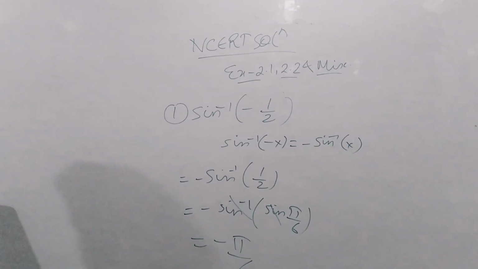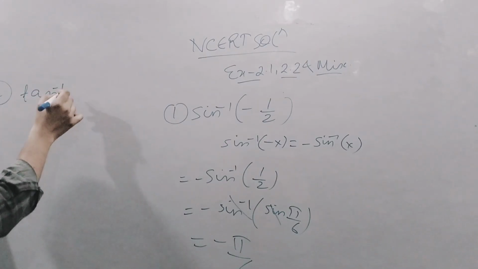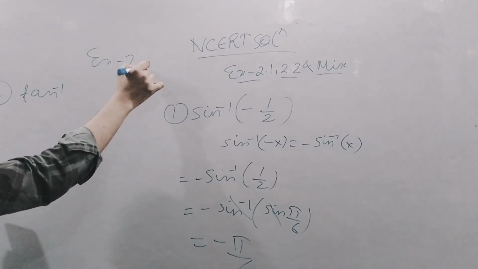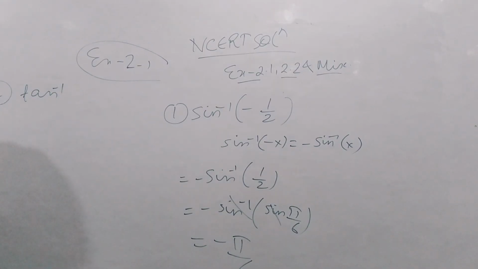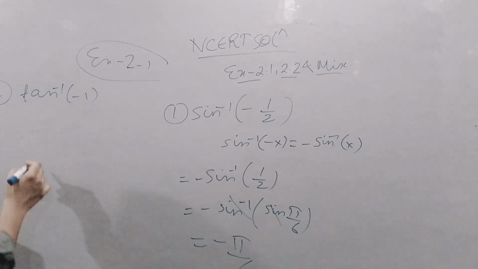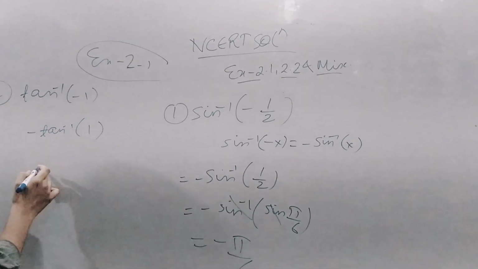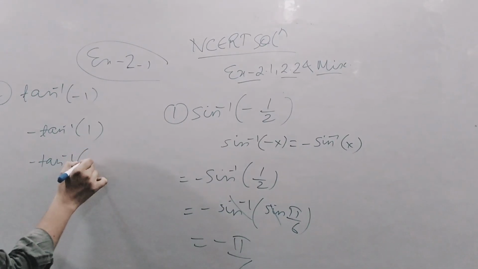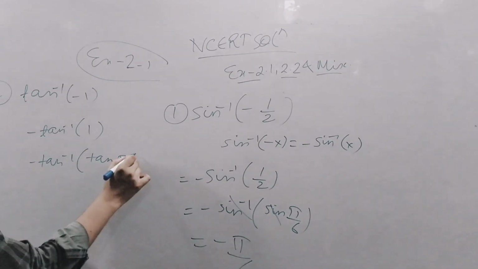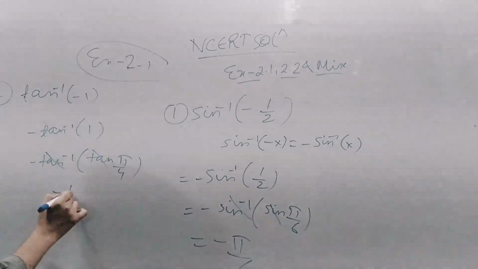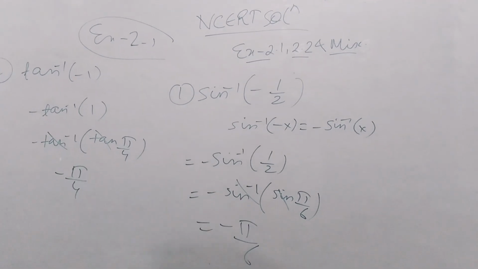Okay. Now the question number 2 is, find the value of, now this is exercise 2.1. Now here the question number 6 of this exercise is find the value of tan inverse minus 1. So this becomes minus tan inverse 1. Now tan is 1 at pi upon 4, so this becomes minus tan inverse tan pi upon 4. This is cancelled out, so the value becomes minus pi upon 4.